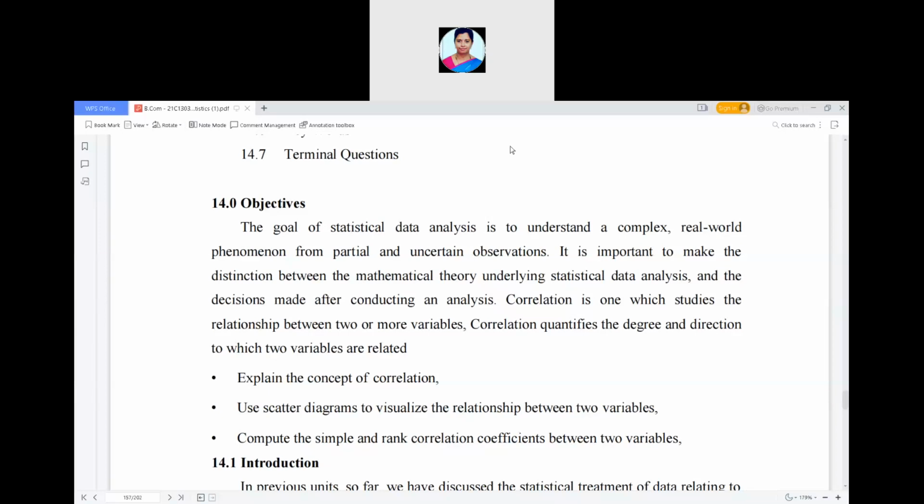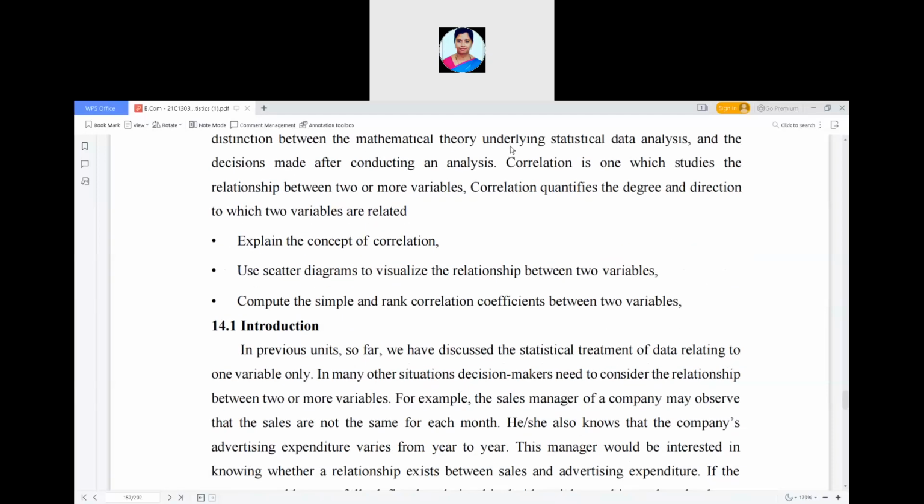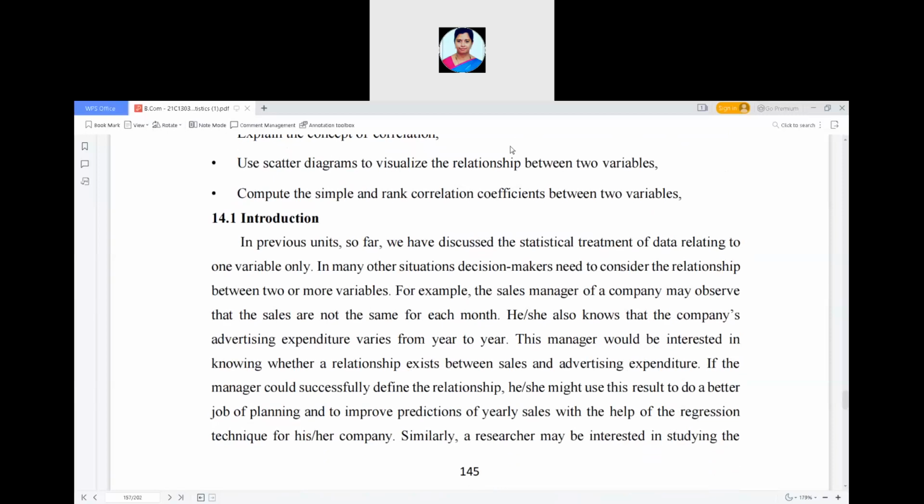Here we are going to explain the concept of correlation, use the scatter diagram to visualize the relationship between any two variables, and compute the simple and rank correlation coefficients between any two variables. So these are our objectives of this unit. Let us move on to the introduction of this unit.